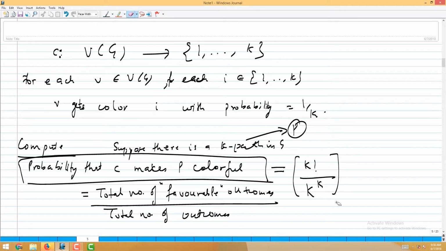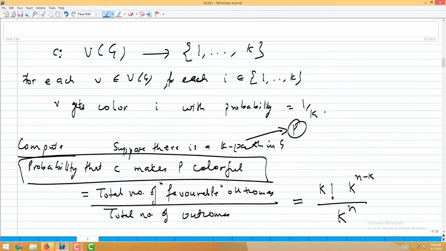We will eventually come to this expression that you just told, but the total number of outcomes is k power n. And what are the total number of favorable outcomes? They are those colorings on these n vertices which make the vertices of P colorful, and there are k vertices in P. So, as he says, it's k factorial into k power n minus k. And why is this so?